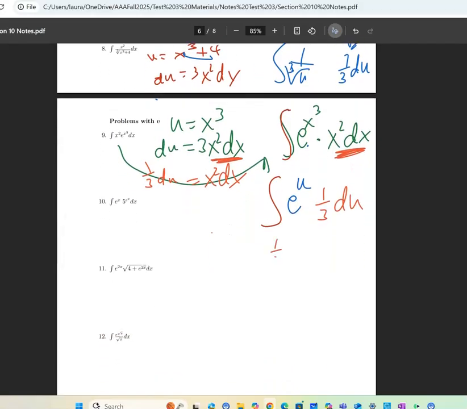So I can pull the 1/3 out and then remind myself, oh, I know the antiderivative of e to the u. It's e to the u. And then put the x's back in. Plus c.